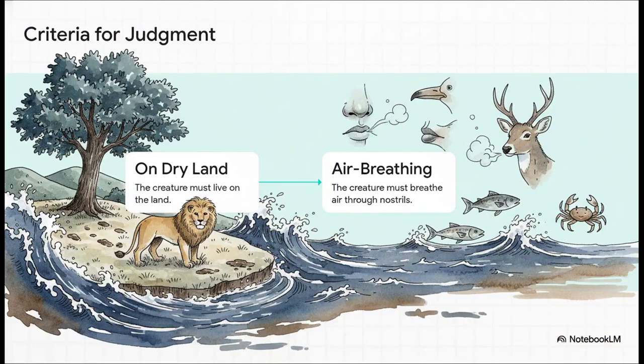So check this out. The text lays out two crystal clear conditions for what was on the chopping block, so to speak. First, you had to live on dry land. And second, you had to have the breath of life in your nostrils. Basically, you had to be a land-based air breather. If you didn't check both of those boxes, you weren't on the list.